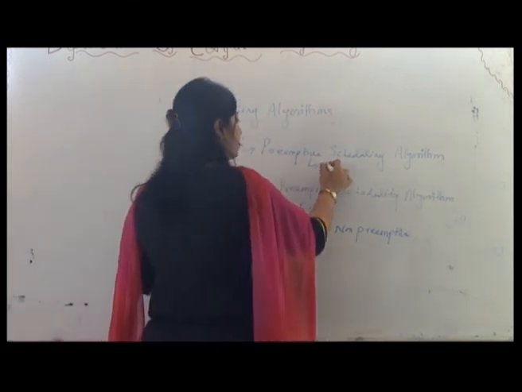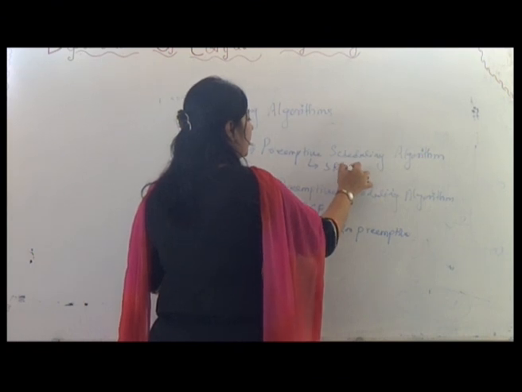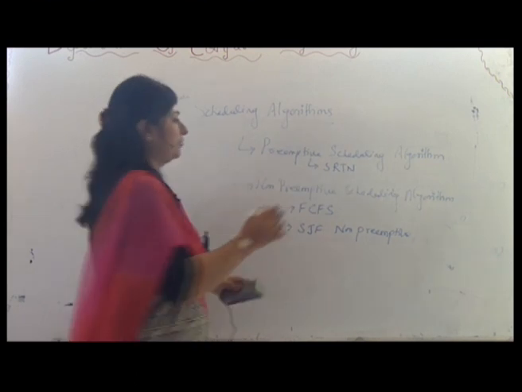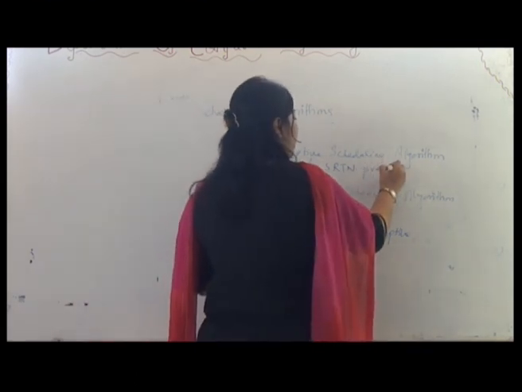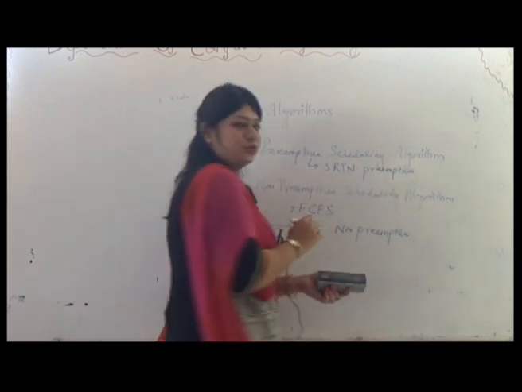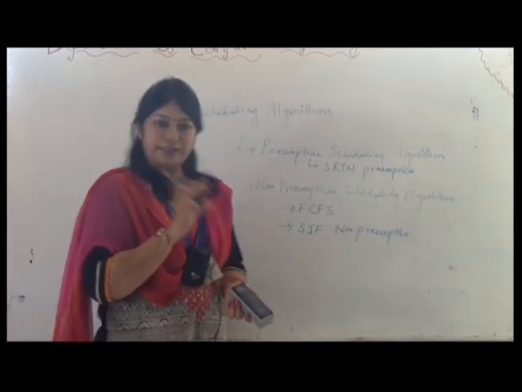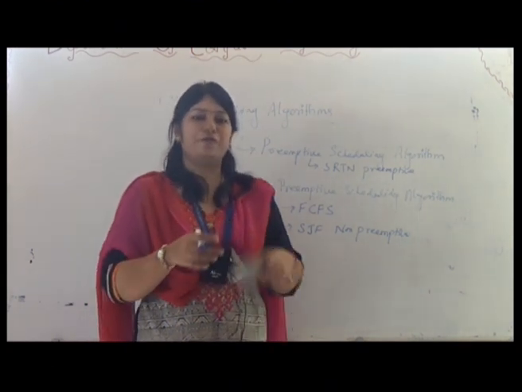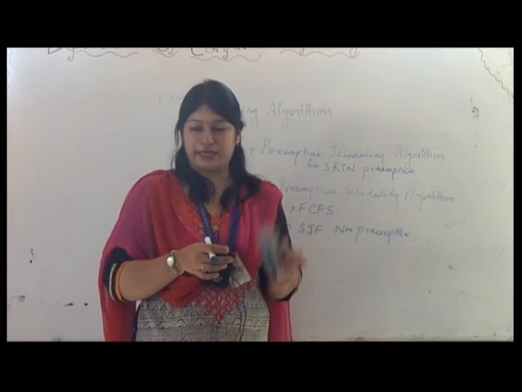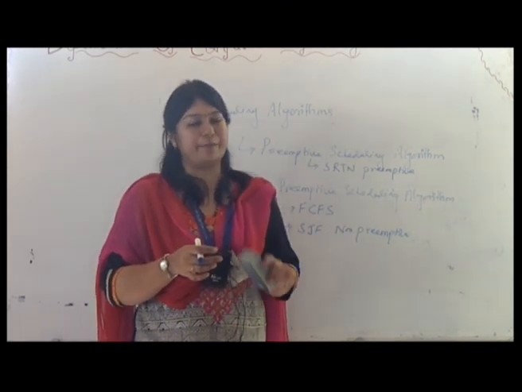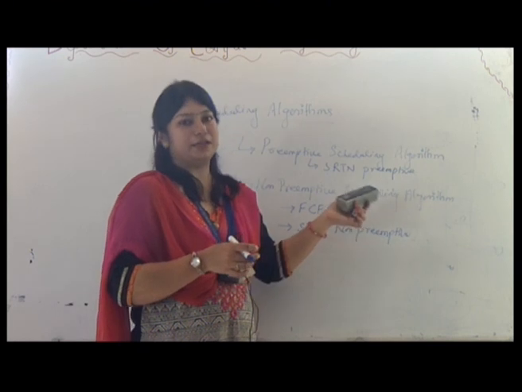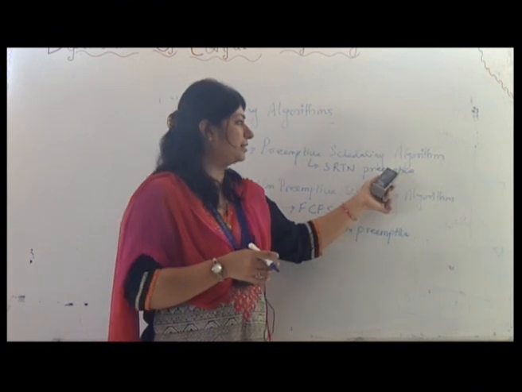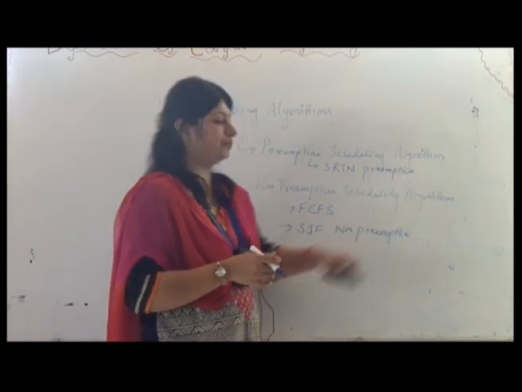In preemptive, for SJF we have shortest remaining time next. This is the preemptive SJF scheduling. In this, if the CPU has been allocated to a process which is going to execute for a less span of time, and during its execution, if any new process arrives which requires less time compared to the currently executing process, the CPU will be taken back and allocated to the other process. That is SRTN, shortest remaining time next, and it is a preemptive scheduling algorithm.